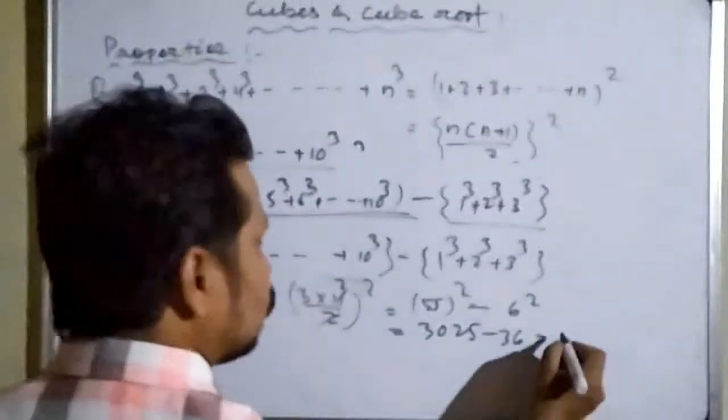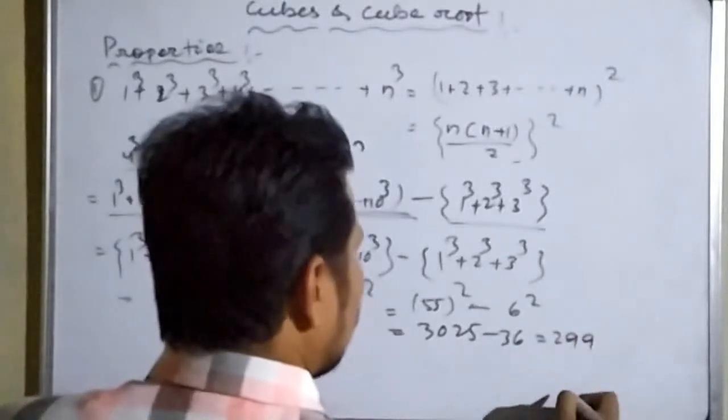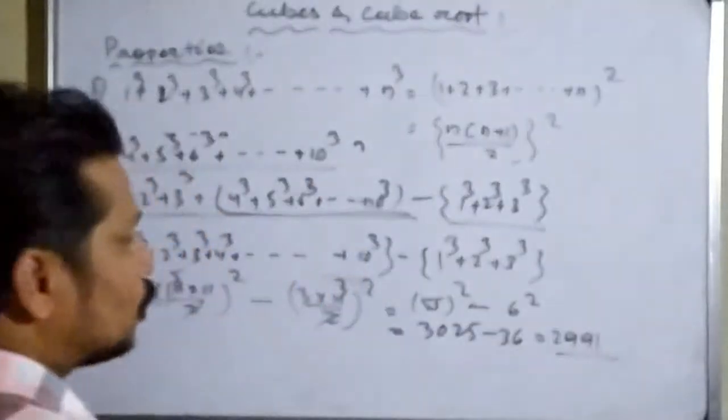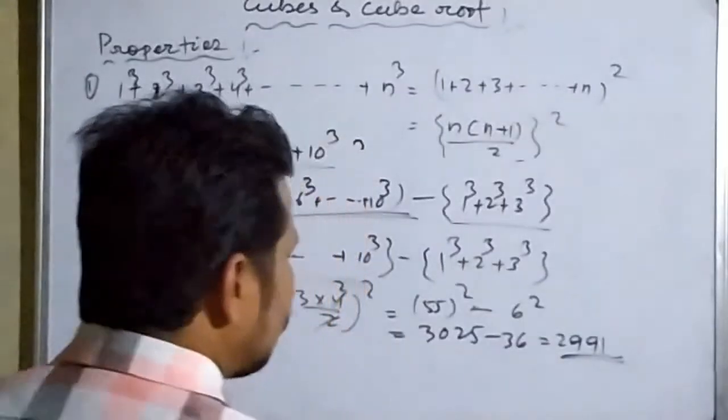Our answer equals how much? 2991. Okay, so our final answer is 2991.